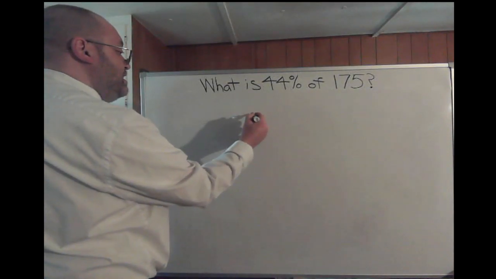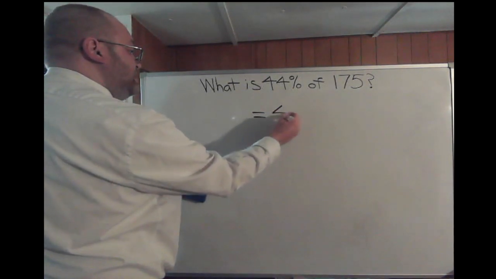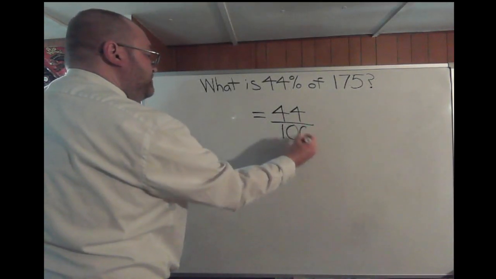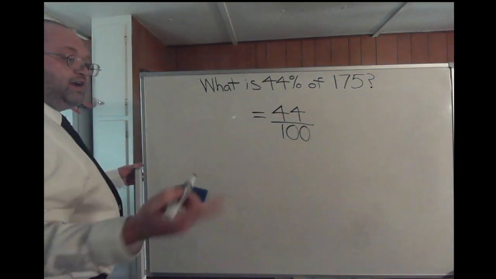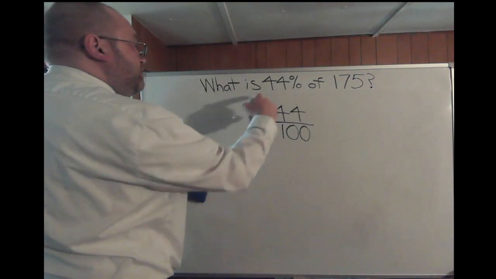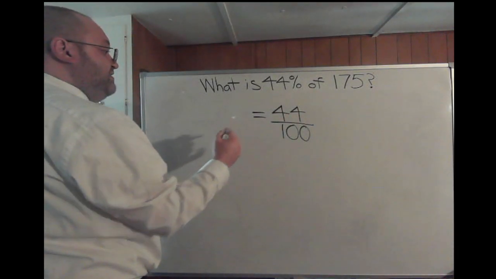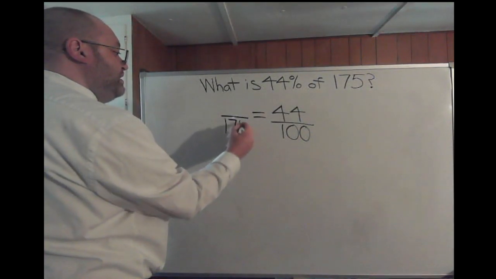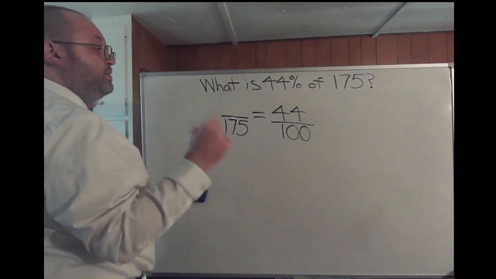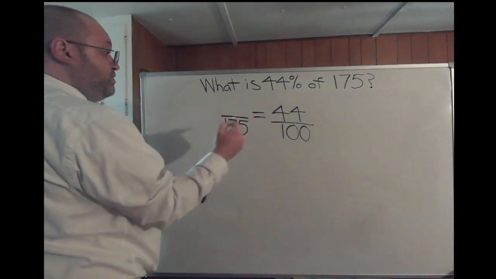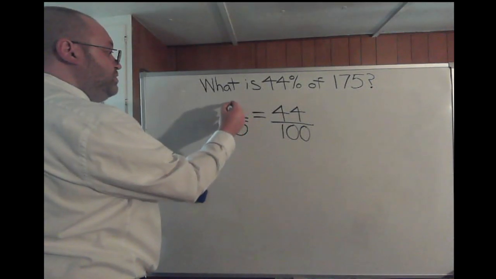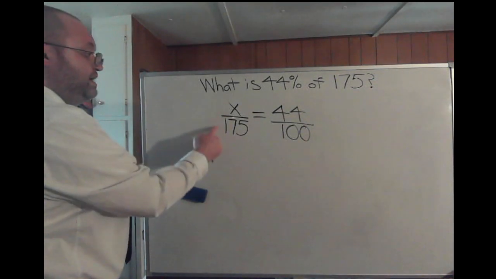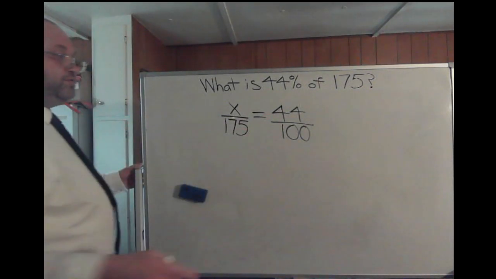Well, this time we know on the right-hand side we have 44 out of 100. We actually know the percent. So 44% is, of course, 44 out of 100. What is 44% of 175? Well, this is out of 175. It tells you what your denominator is on the left-hand side. What we don't know is what number is 44% of 175. So we'll make that x. We don't know what number out of 175 is 44%.